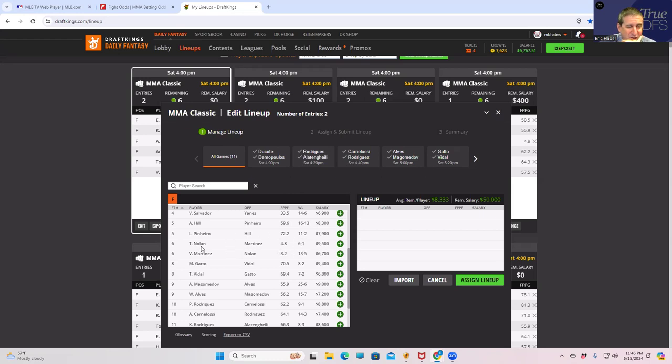So be cautious because I don't really see too many takedowns in his arsenal. So he's going to really need that first round KO, and that might not be enough. So be cautious with this one.